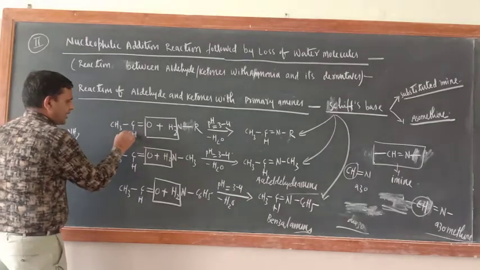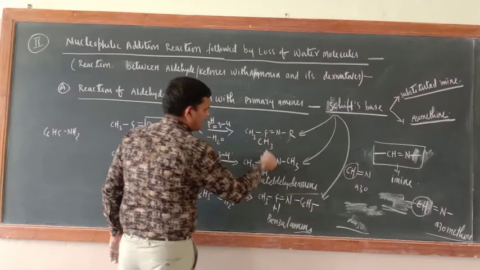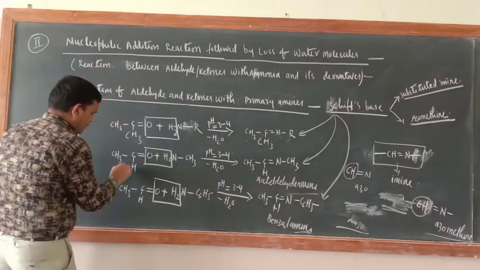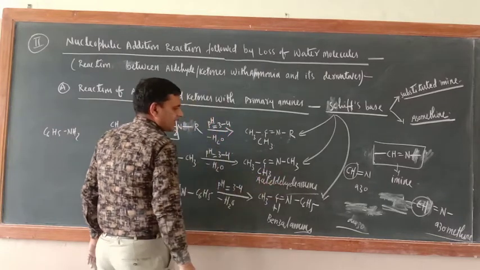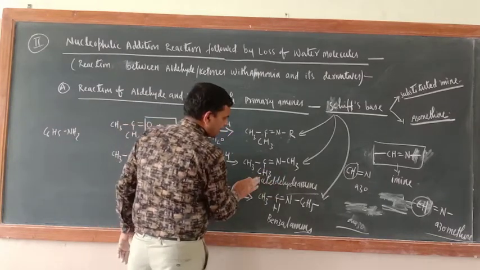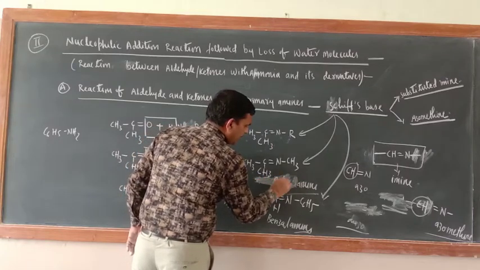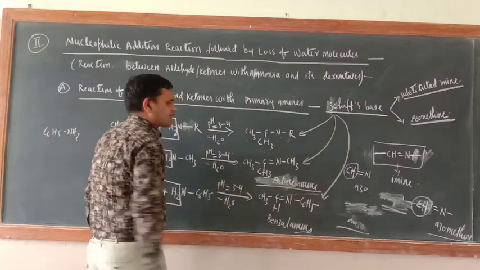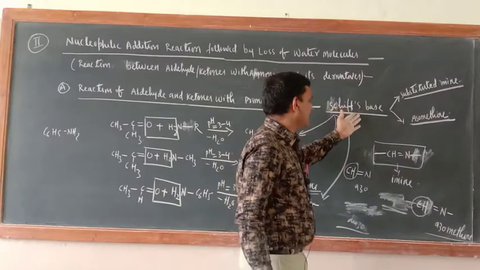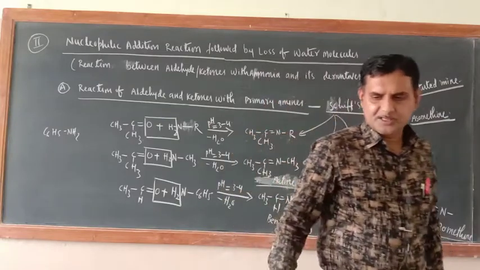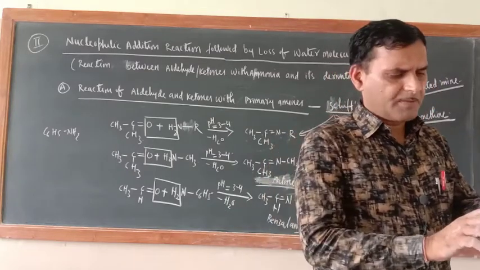Just see, here you write CH3, here also CH3. They are also Schiff bases only. Here also write CH3, so this would be acetone amine. They are also imines only, or Schiff bases only. In this way all the reactions of ammonia and its derivatives are completed.